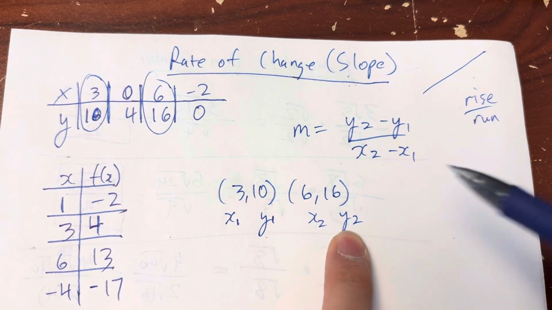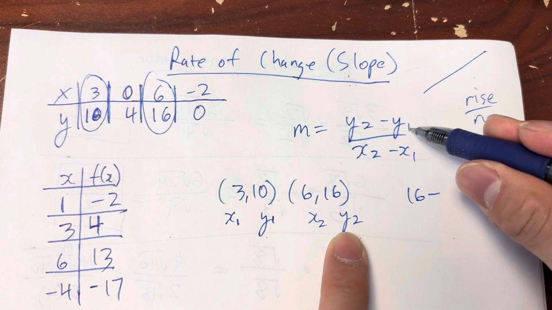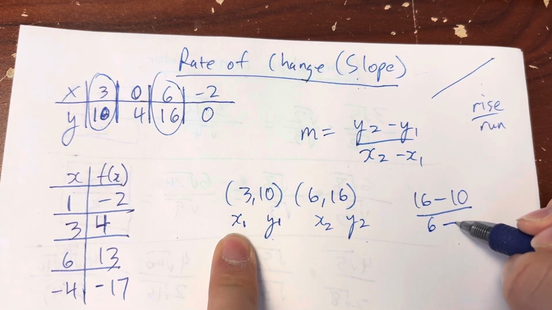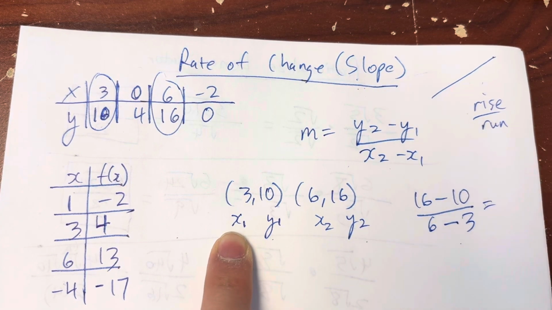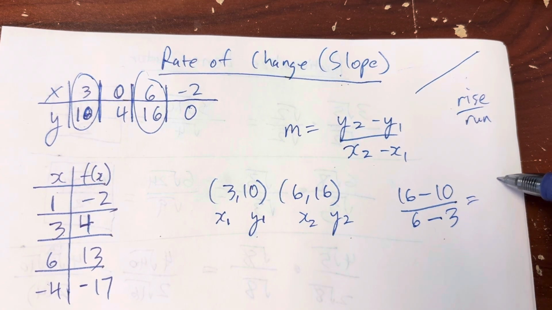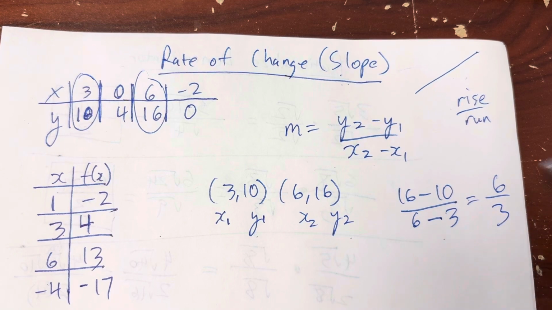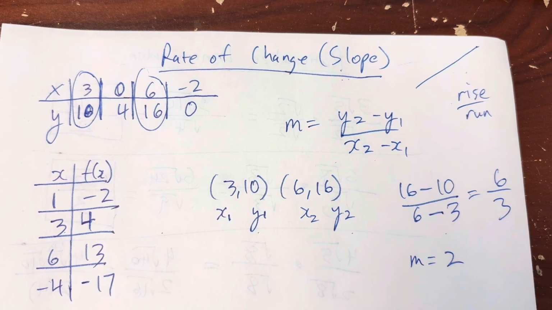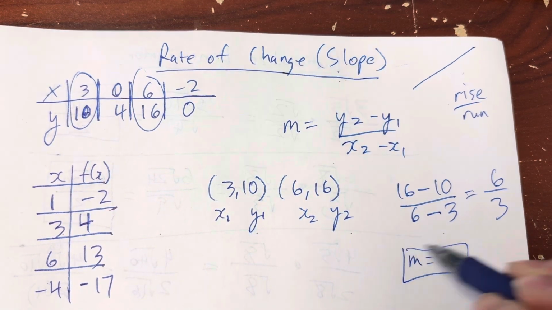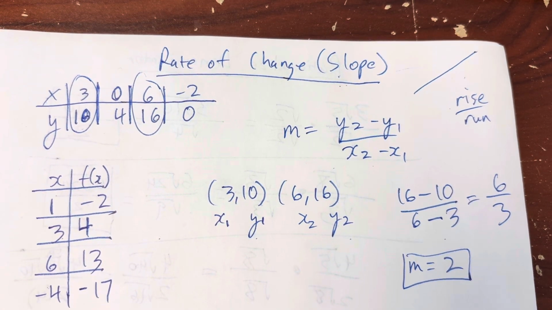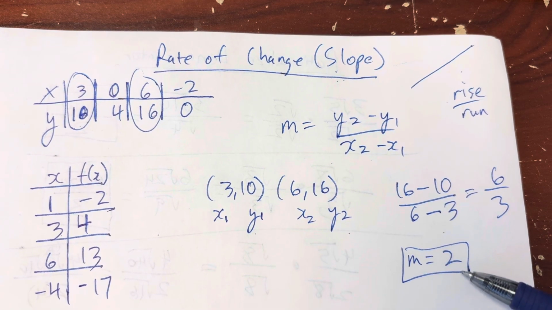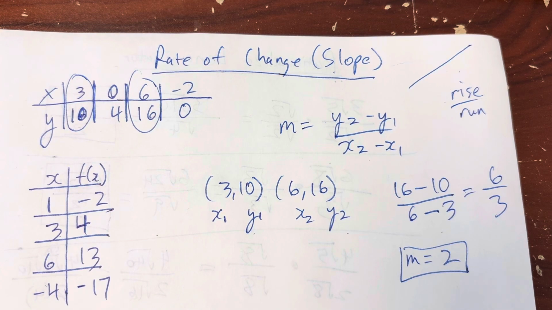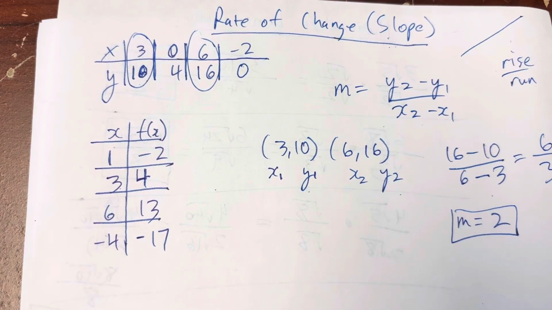So y2 is 16 minus y1, which is 10, over x2, which is 6, minus x1, which is 3. In this case right here, we just do the simple math. 16 minus 10 is 6. 6 minus 3 is 3. And therefore, my slope is going to be 6 over 3 or 2 over 1, right? Or simply 2, okay? Either way, it means the same thing. The movement from one coordinate to the next coordinate, in order, would be 2 over 1 or 6 over 3, etc., okay? So let's do it one more time, but this time with a vertical table.